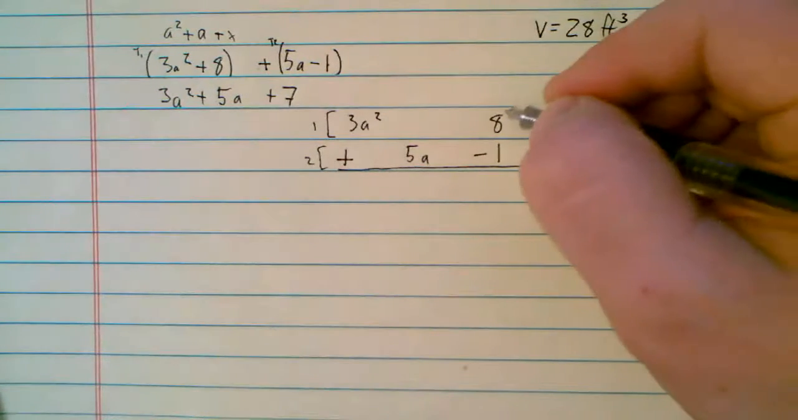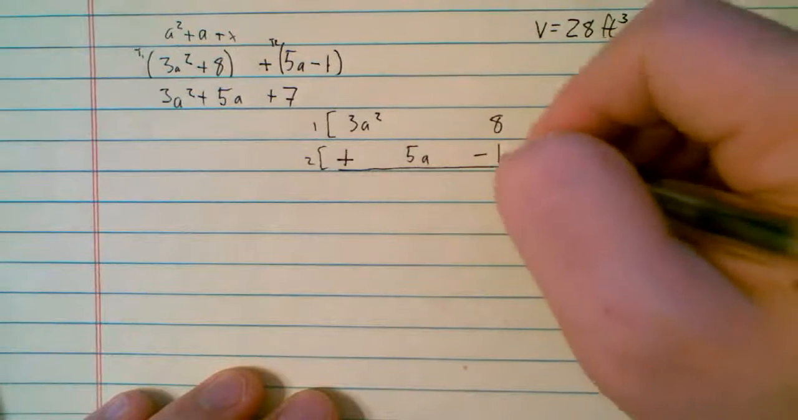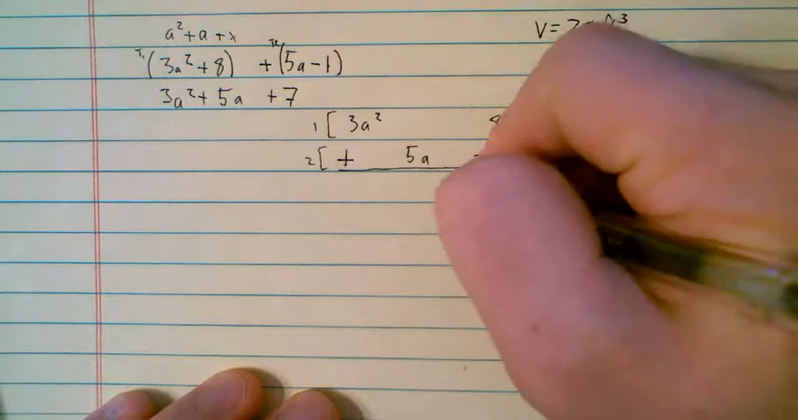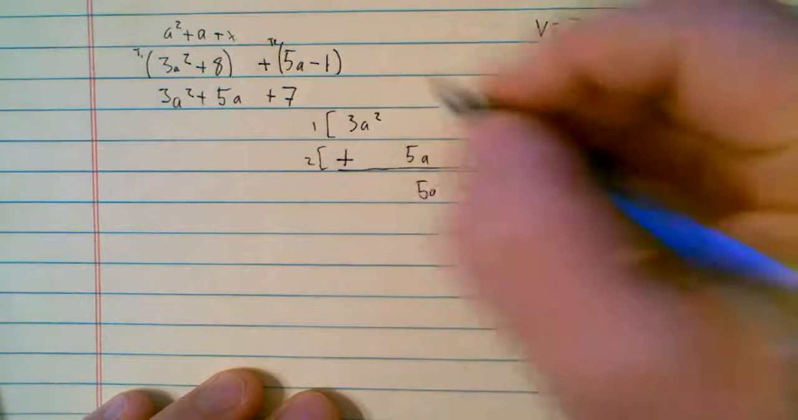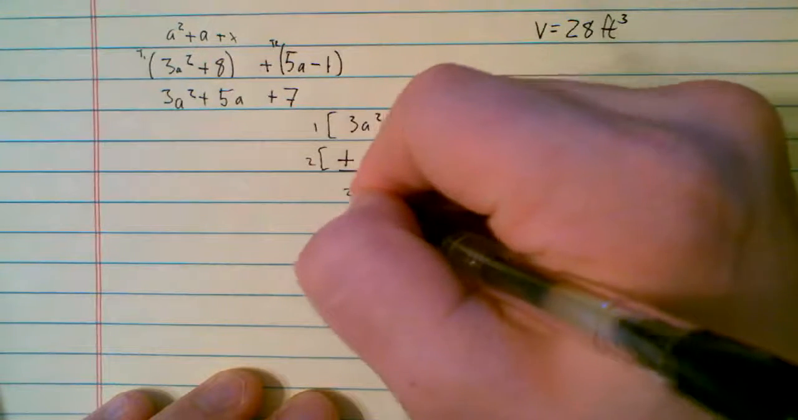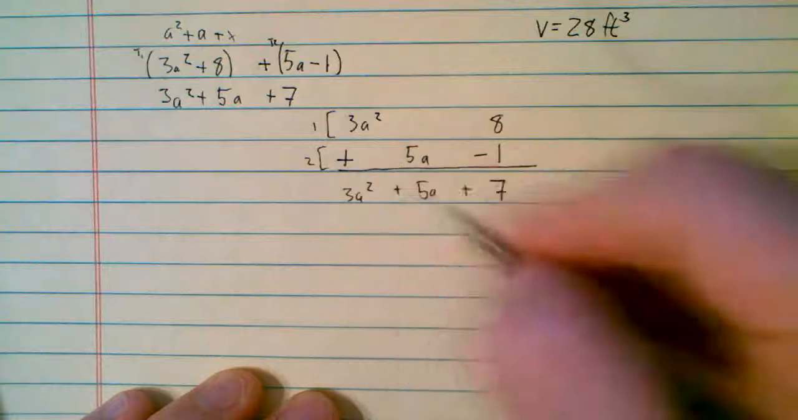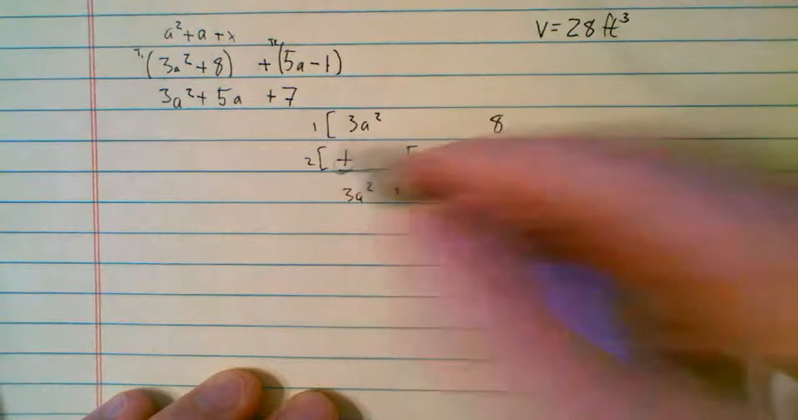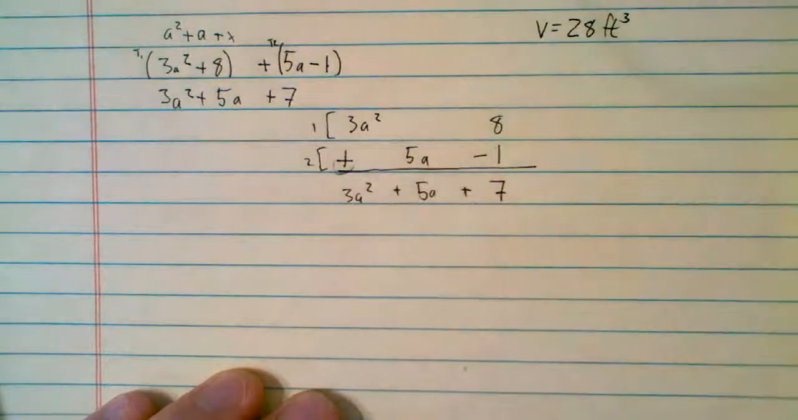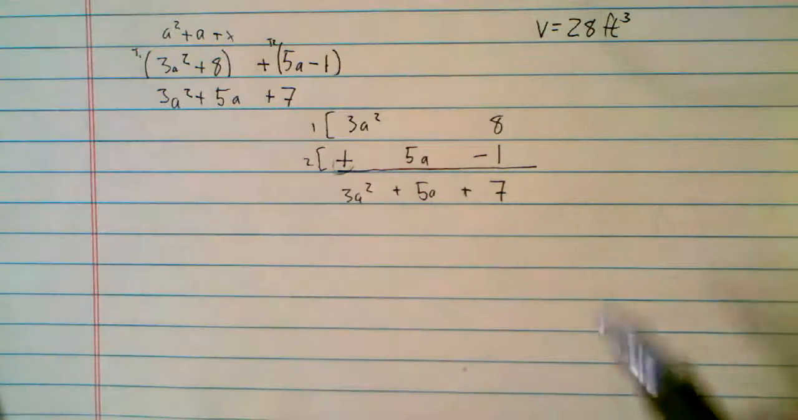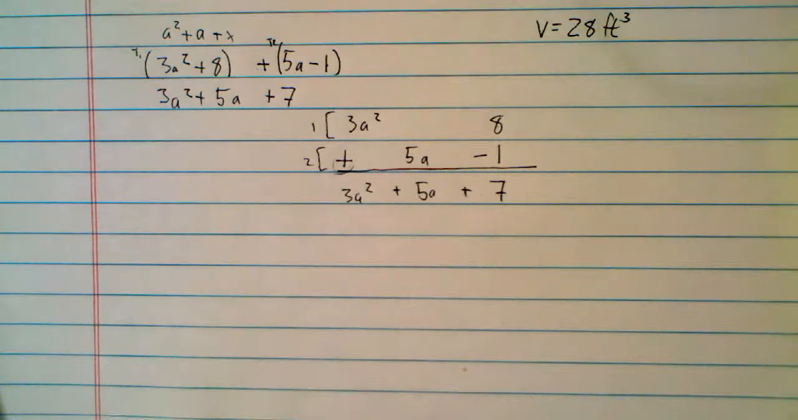And what we do is we just go straight down. So 8 minus 1 is 7 plus 5a plus 3a squared. And of course, I get these plus signs here from here. So those basically go in. So that's simply how to add these polynomials.